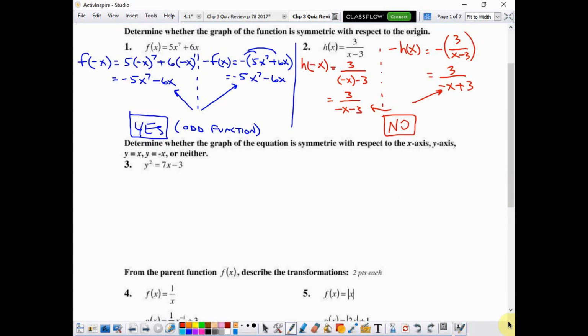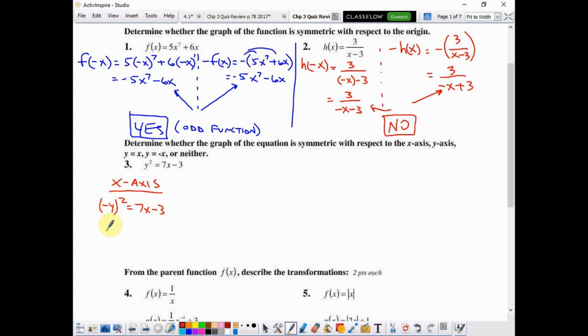Number 3, we're checking some more types of symmetry. We're going to decide if this function has symmetry with respect to the x-axis. If there is symmetry with respect to the x-axis, then every y value that exists on the graph, its opposite y value will also exist. So we check it by plugging in the opposite of y. And we see if we can algebraically make it match the original function.